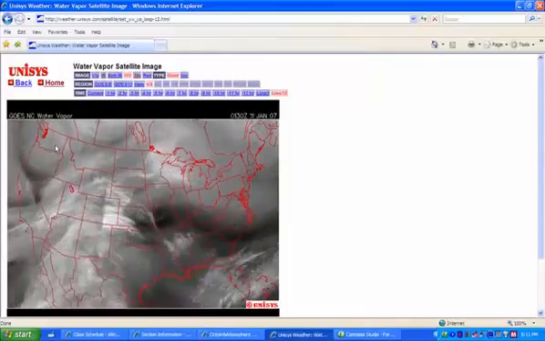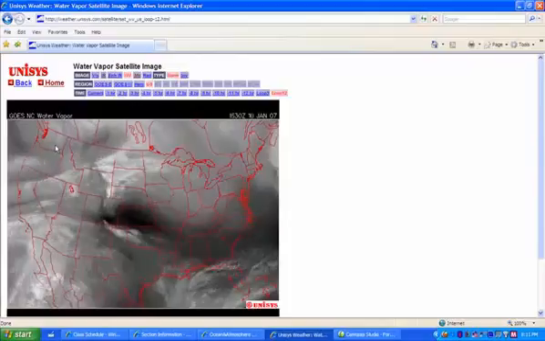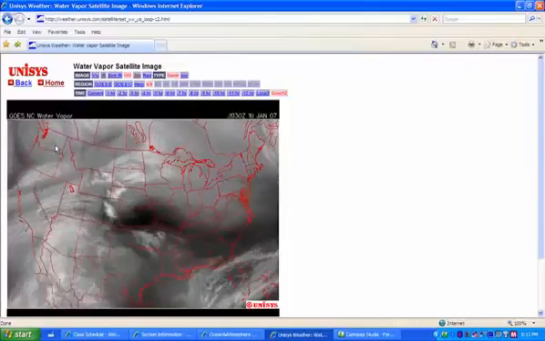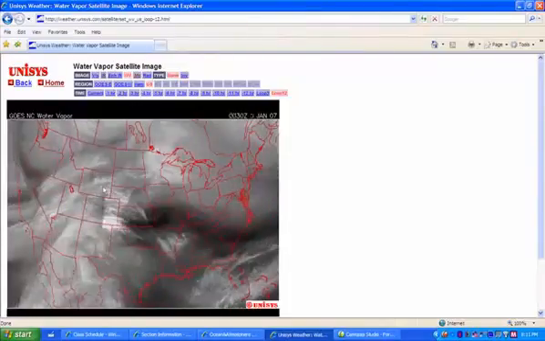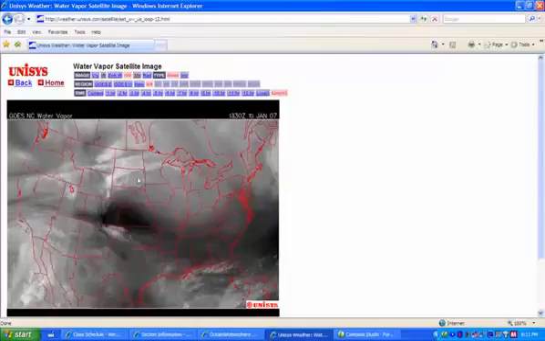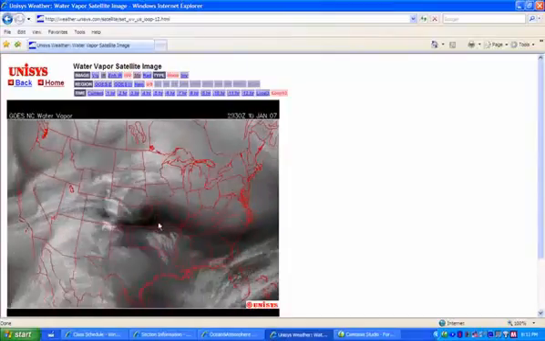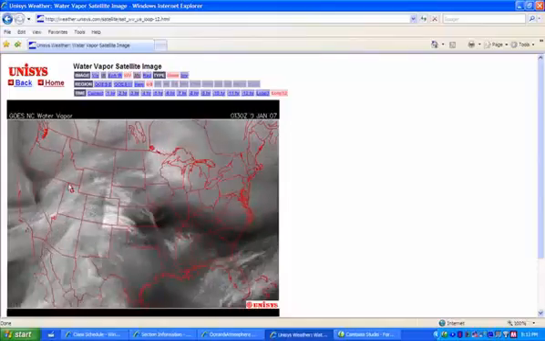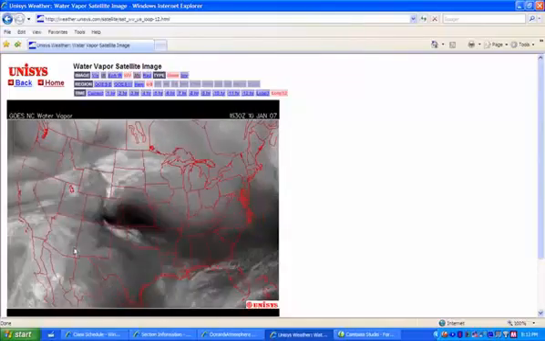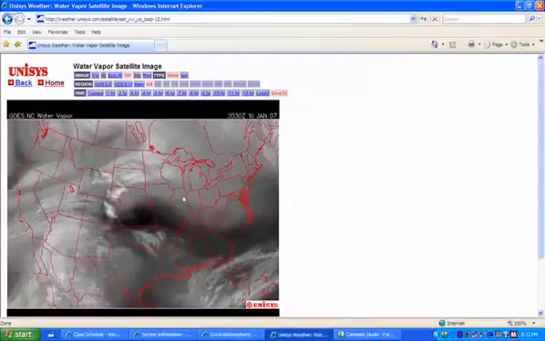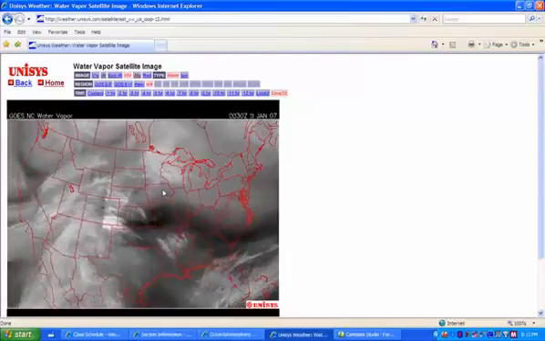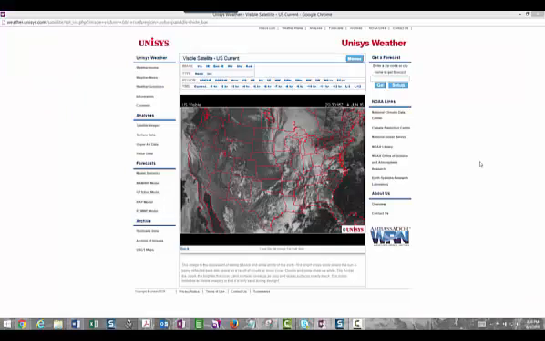You don't need to worry so much about that. The thing that I want you to get from this particular image is that the lighter or the whiter areas indicate moisture and the darker areas indicate drier air. So we see quite a bit of moist air back to our west, moving into Iowa as we go through the next day. Now let's look at the third type of imagery, satellite imagery.